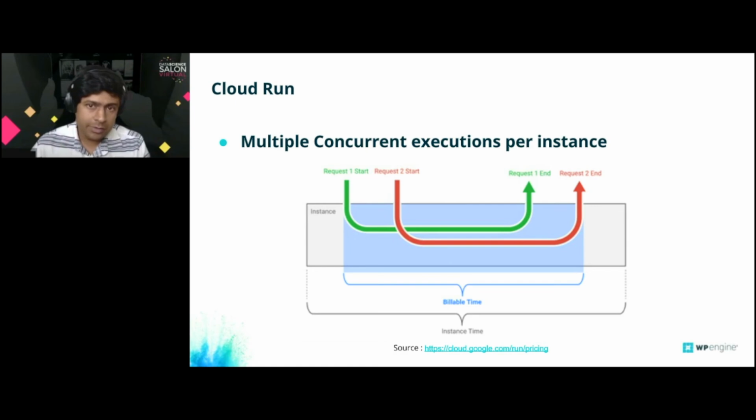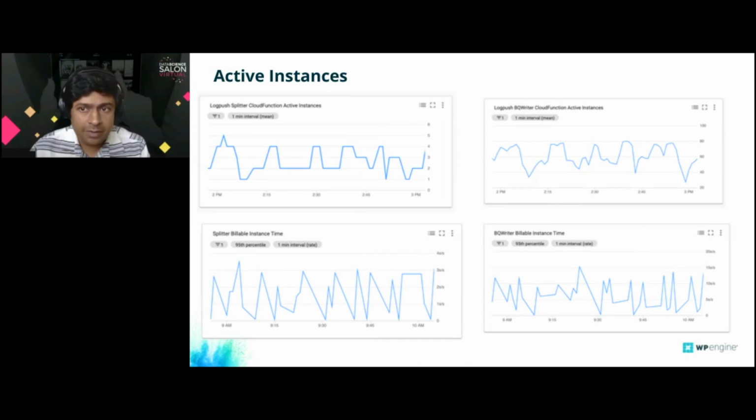Then we started to use CloudRun, which is Google Cloud's serverless container framework, to run this same workload. The top row shows the active instances for the serverless function compared to the instances using serverless containers on the bottom row. The splitter didn't show that much difference, but if you look at the BigQuery writer, you can see that because we are able to handle events concurrently, we can serve that workload with way fewer instances.